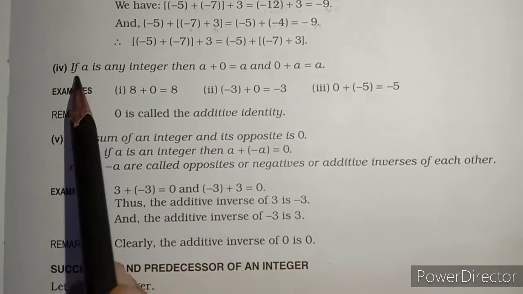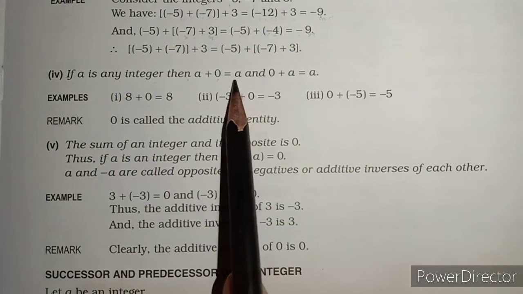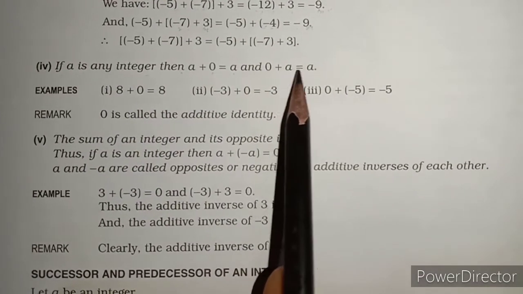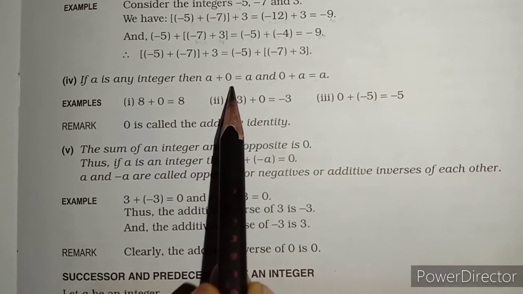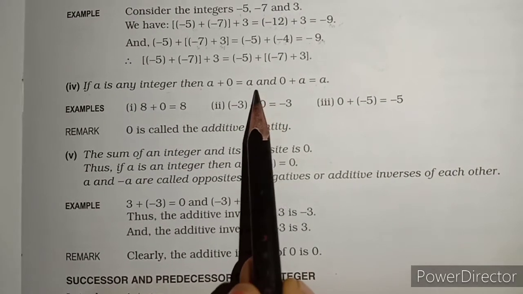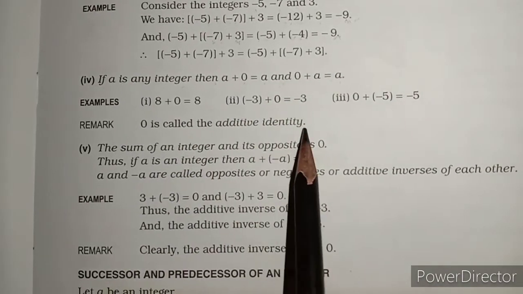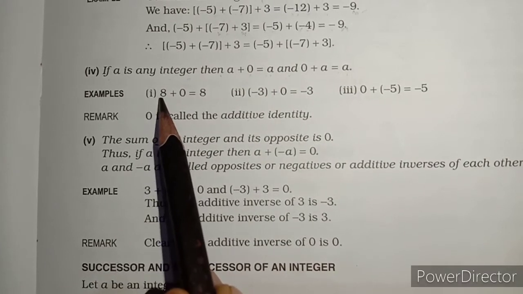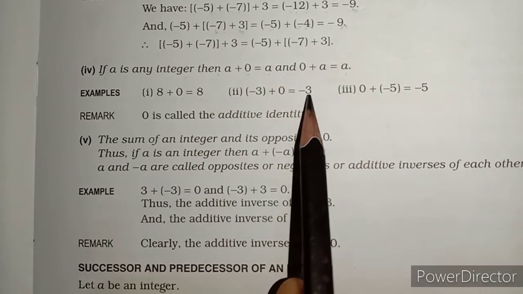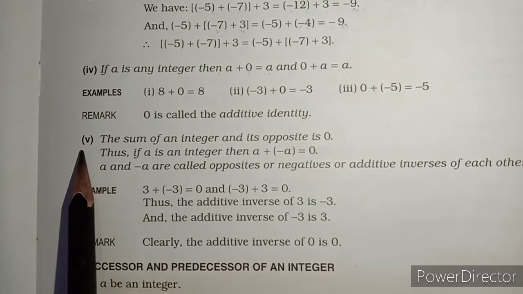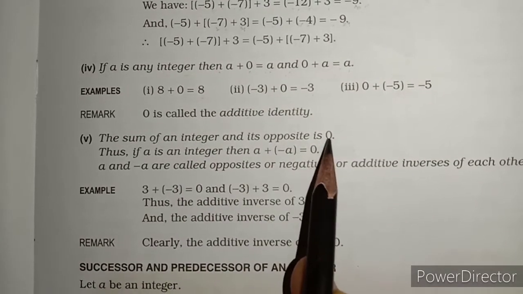The next rule is, if a is any integer, then a plus 0 is equal to a, and 0 plus a is equal to a. Means when you add 0 to any of the integers, then the sum is always that integer. That's why 0 is also called the additive identity. You can see here the example, 8 plus 0 is equal to 8, or -3 plus 0 is equal to -3.